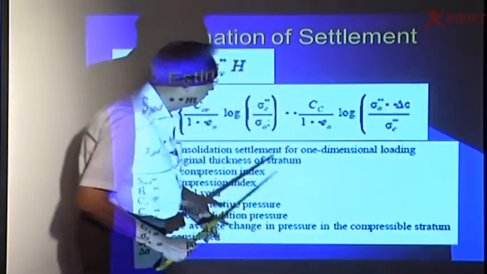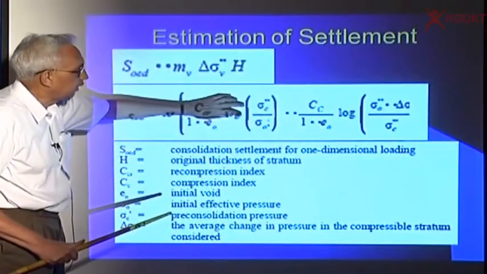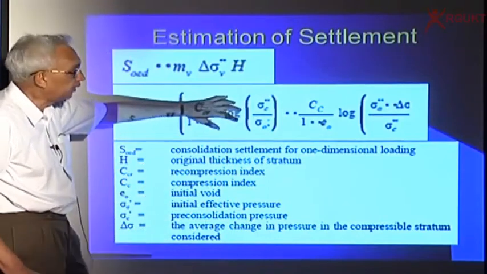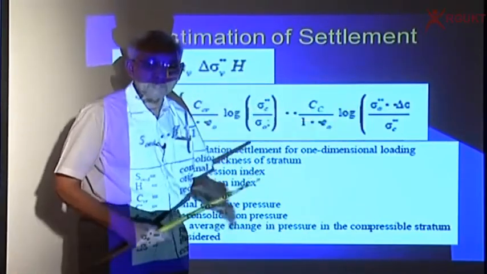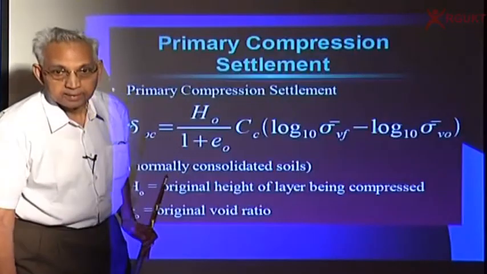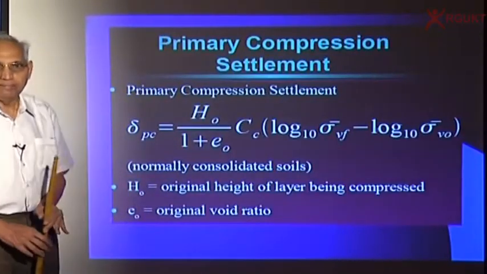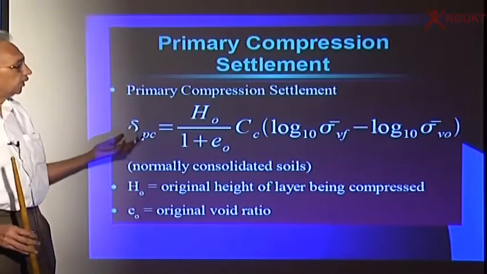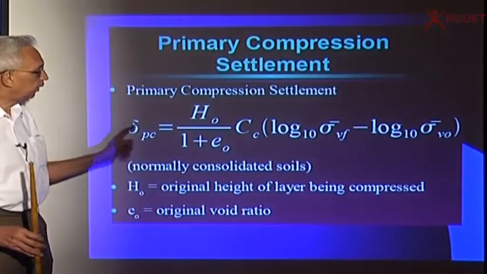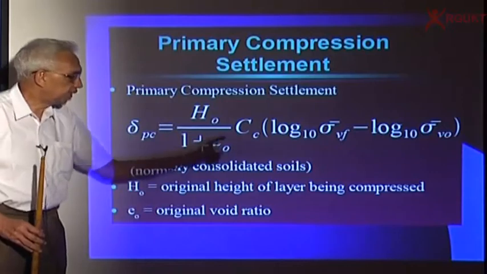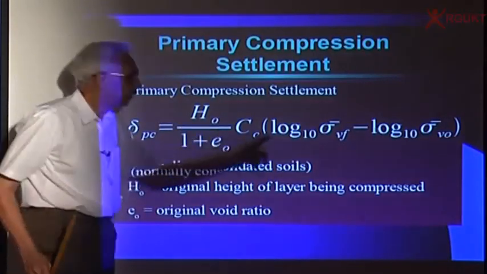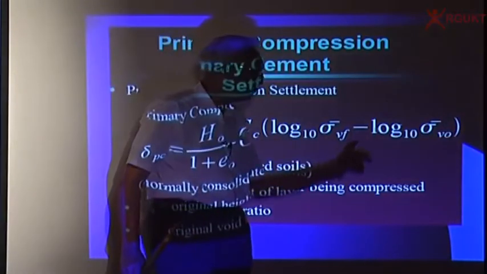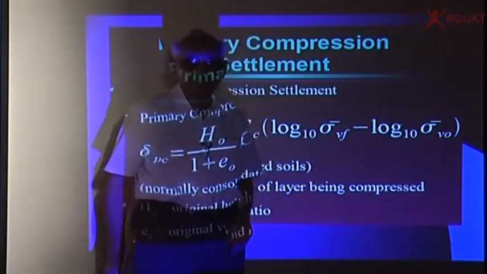So it consists of two parts. This is the settlement in the reloading stage. This is the settlement in the virgin loading stage. Another way of looking at it: if the settlement is only in normally consolidated soil, then I have simply CC by 1 plus e naught into H. This is the CC into log of final effective stress divided by the initial stress.